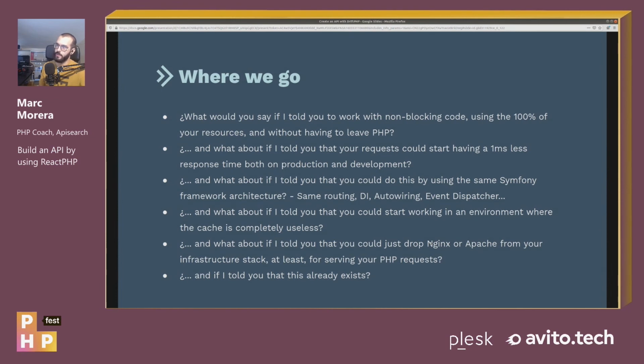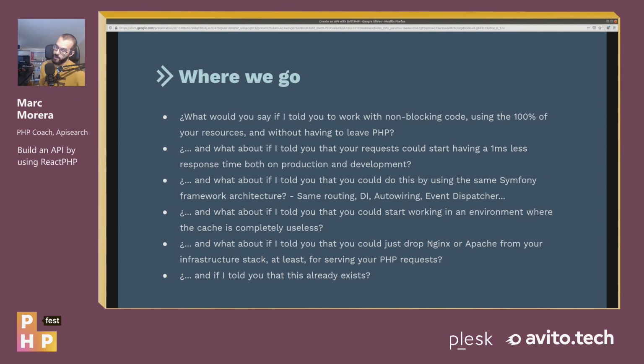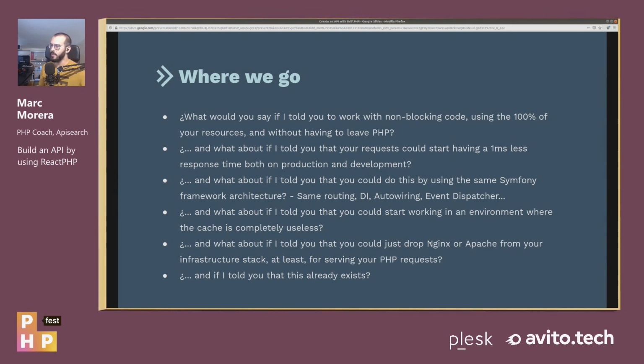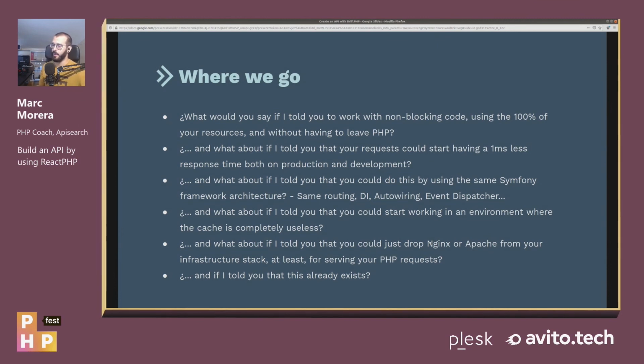What if I told you that even with that, you can serve request responses in less than 1 millisecond? I have applications on top of that which are actually responding in less than 200 microseconds, which is great, right? I think those are good numbers for a website in PHP. And what if I told you that you can actually work with Symfony at the same time? You can work with autowiring, with the same routing component, with the same event dispatcher component. I mean, as if you were working with Symfony, at least inside your domain.